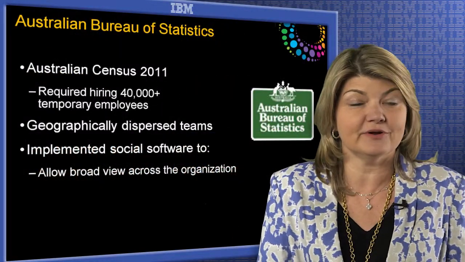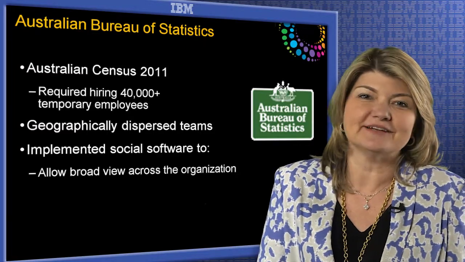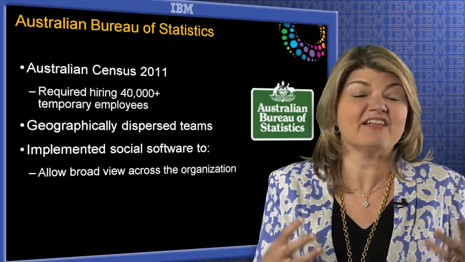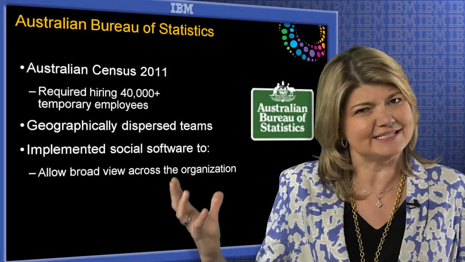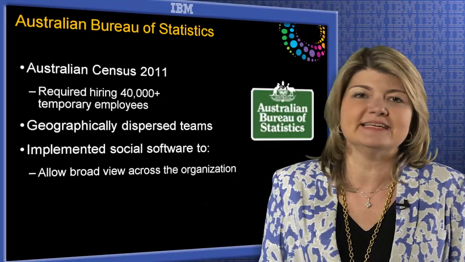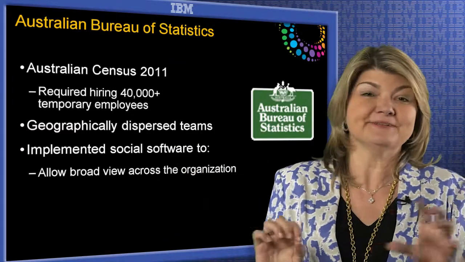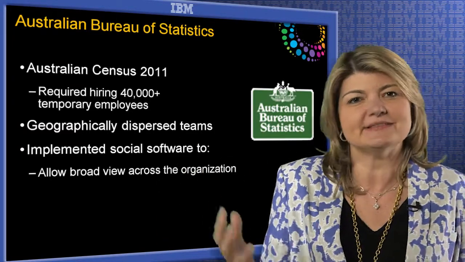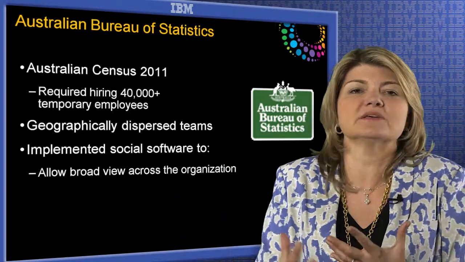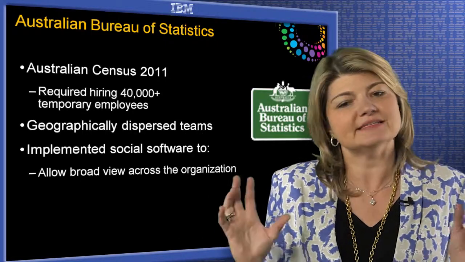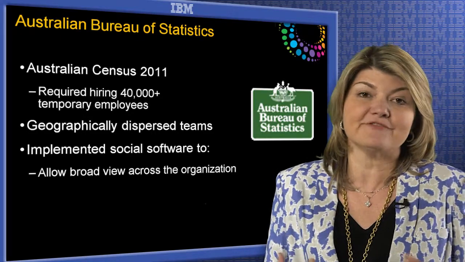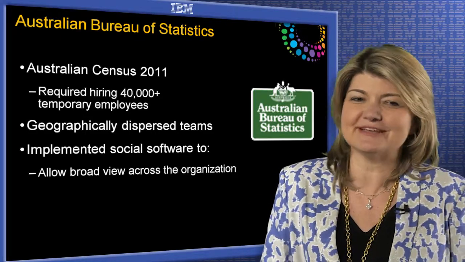The Australian Bureau of Statistics supports the Australian census, and in 2011, to do that, they had to hire 40,000 temporary employees. Can you imagine bringing 40,000 temp employees into your company? Not only that, this team of people were geographically dispersed, so that even makes it harder. And so what they did was they implemented social software to get that broad view of the organization, to get teams communicating and collaborating so that these temporary and mobile employees could have access and could really drive the results that the Australian Bureau of Statistics was looking for.